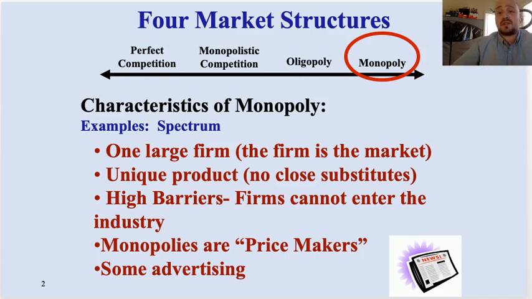Monopolies are price makers. That means that they can set their own price. If you don't have any choice to get internet access from Spectrum or go to the mini mart to get eggs, that store is going to control the prices that you spend, right? And then monopolies do engage in some advertising as well, right?